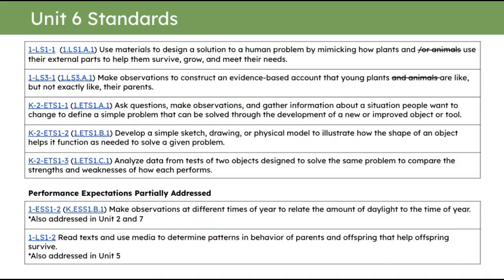This unit covers several first grade life science standards about materials used to design a solution to a problem and using evidence to construct explanations of how young plants compare to adults. They also include developing models about structure and function, making observations about daylight during the year, and analyzing test results of design solutions. 5 of the standards are covered in all dimensions and 2 are partially addressed. All but 1 of the Next Generation Science Standards correspond to a Missouri Learning Standard listed in parentheses on this chart. If you'd like, take a moment to pause the video and review them.